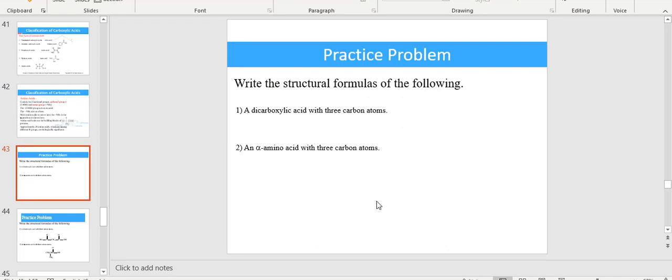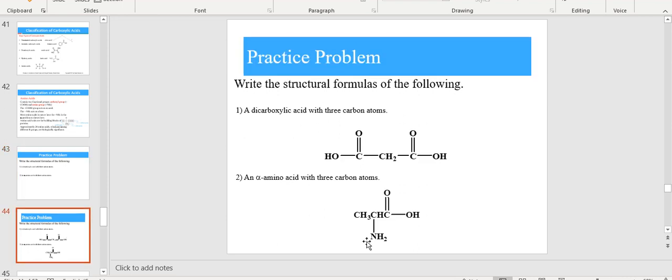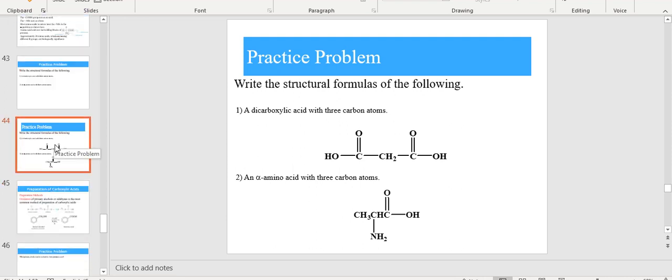Write the structure formulas of the following: a dicarboxylic acid with 3 carbons. Okay, an alpha amino, a 2-amino acid with 3 carbons. Write any type of just a normal amino acid, and this is what you get right here. Okay, so what do we got?